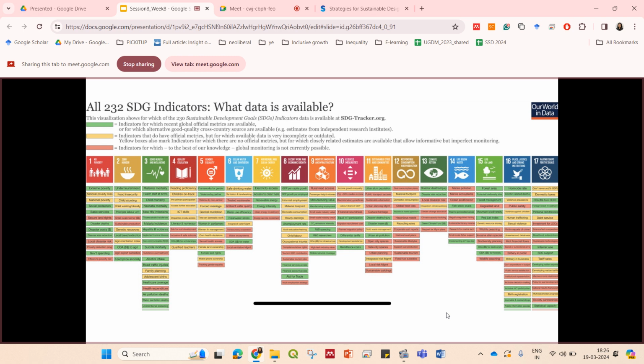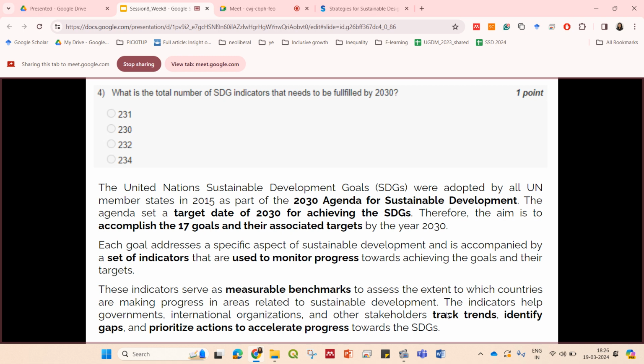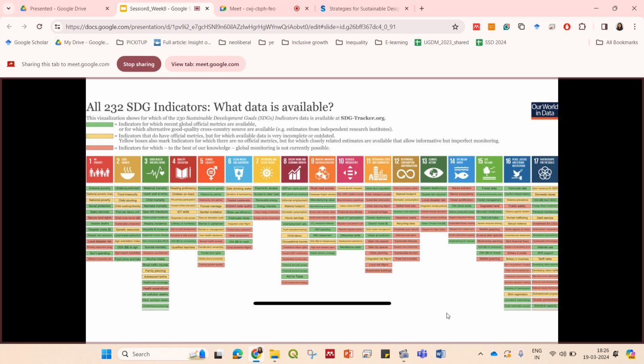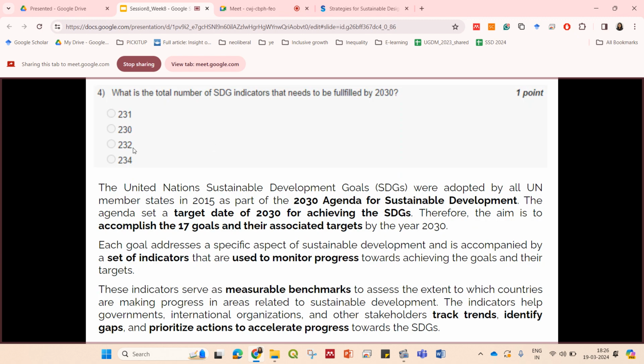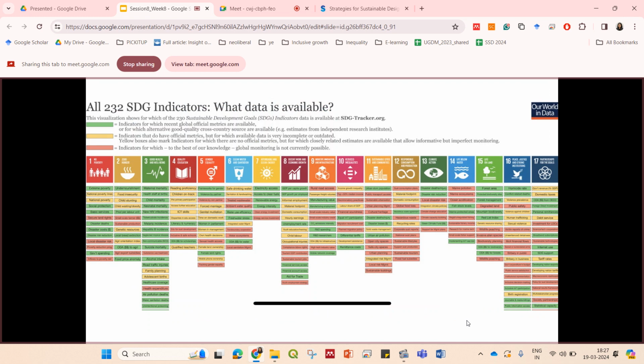If you combine them all, in all we have 232 SDG indicators. And as for the 2030 agenda, all of the goals are to be fulfilled by the year 2030. So essentially all of these 232 SDG indicators also need to be achieved by the year 2030. So that is the correct answer to this question: there are 232 total indicators of the SDGs which need to be fulfilled by the year 2030. So I hope this is clear.